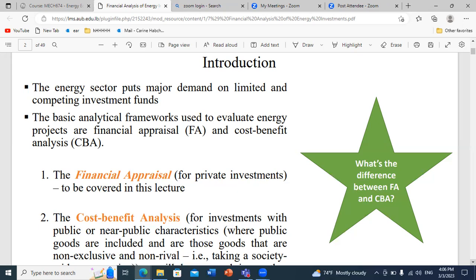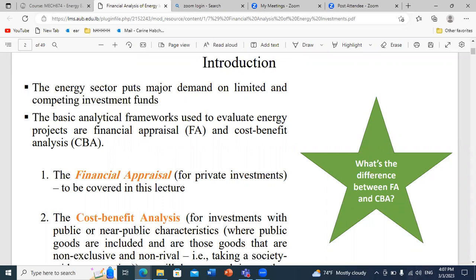So the basic analytical frameworks used to evaluate energy projects are the financial appraisal and the cost benefit analysis, and we'll go over these two approaches in this course. So first, the financial appraisal is mainly for private investments. So let's say you are an owner of an enterprise and you want to study a certain project to implement, then you can go over the financial appraisal. And in case we have investment with public or near public characteristics, then we go to the cost benefit analysis.